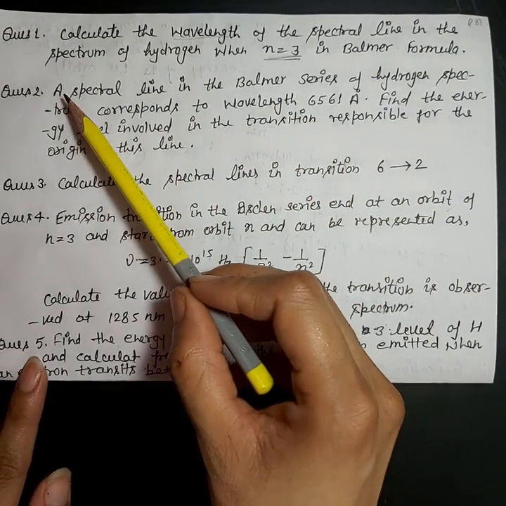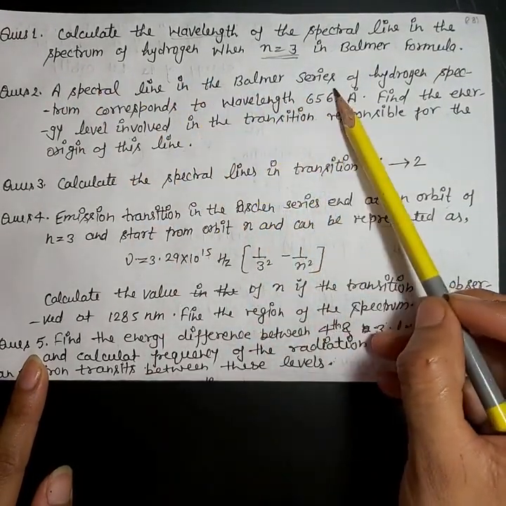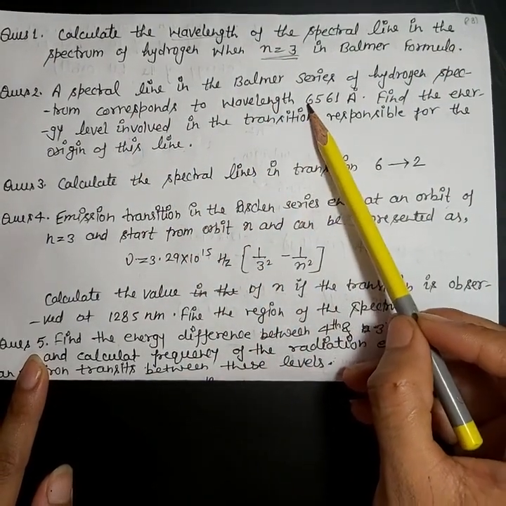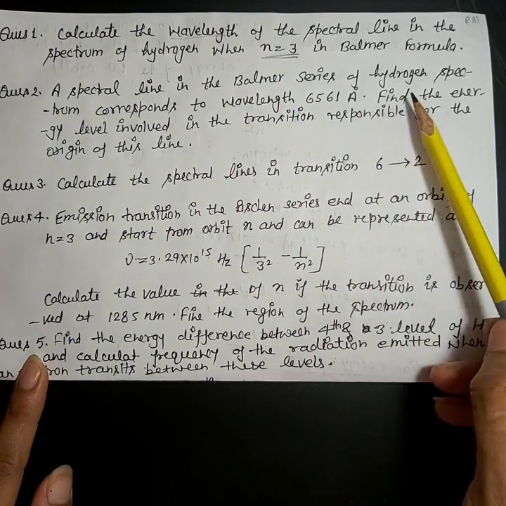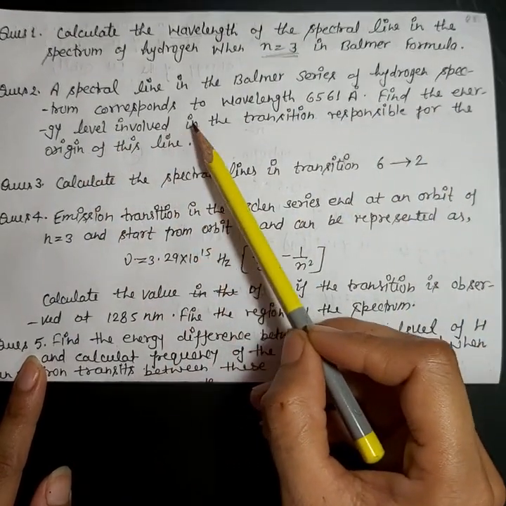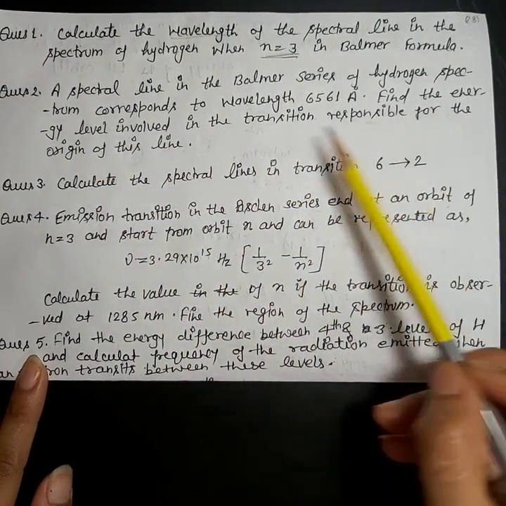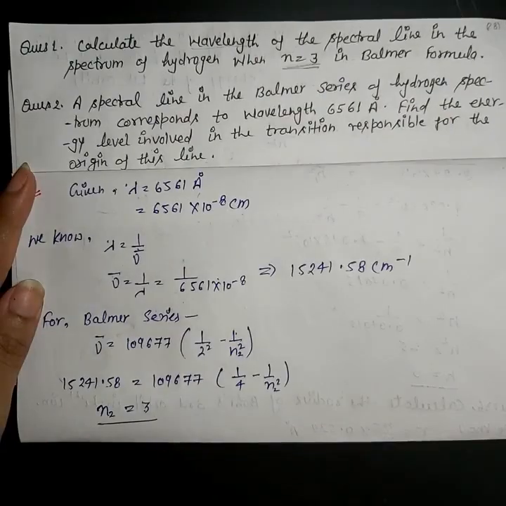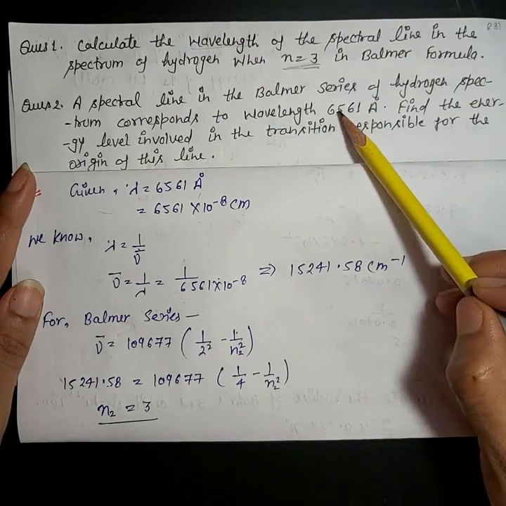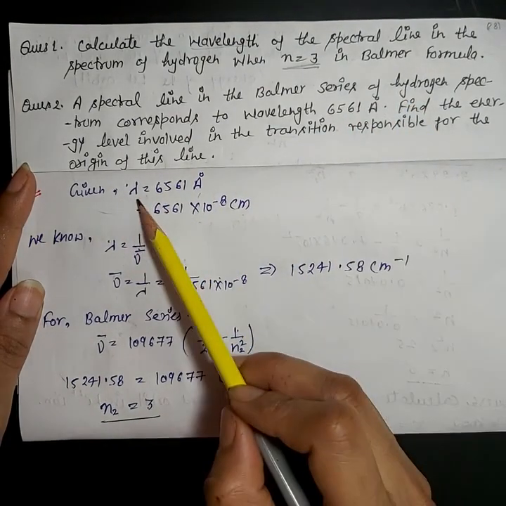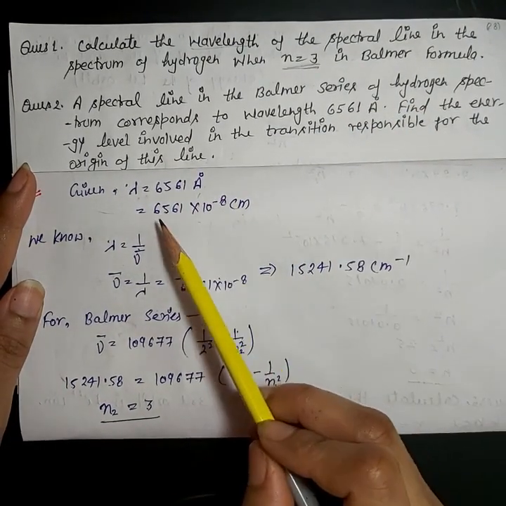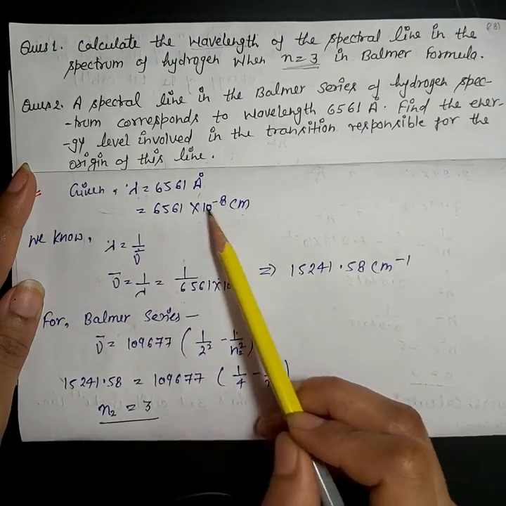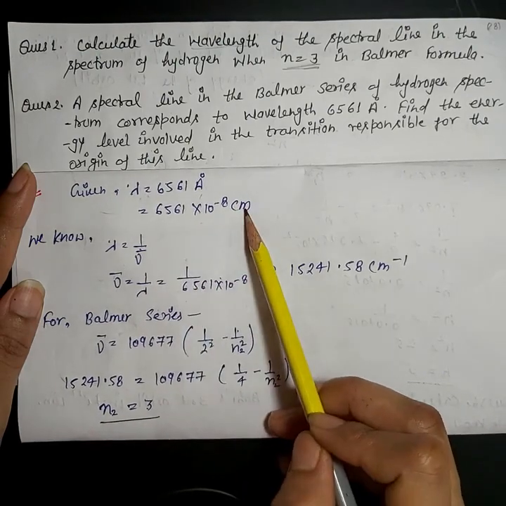The second question is: a spectral line in the Balmer series of the hydrogen spectrum corresponds to wavelength 6561 angstrom. Find the energy level involved in the transition responsible for the origin of this line. Lambda is given here as 6561 angstrom, which is 6561 into 10 to the power minus 8 centimeter. Here we converted lambda into centimeter.